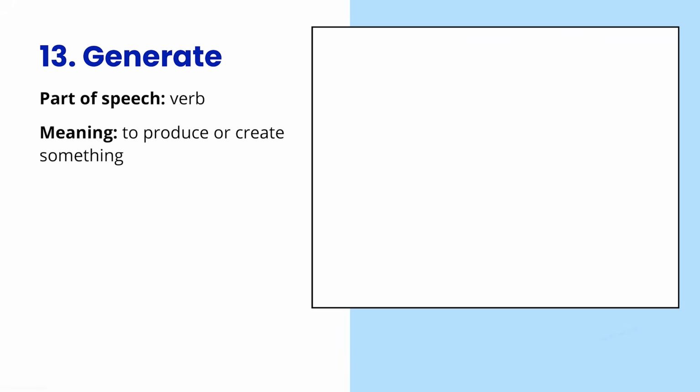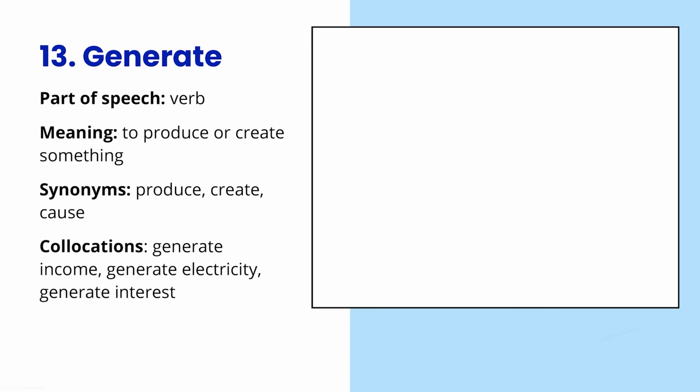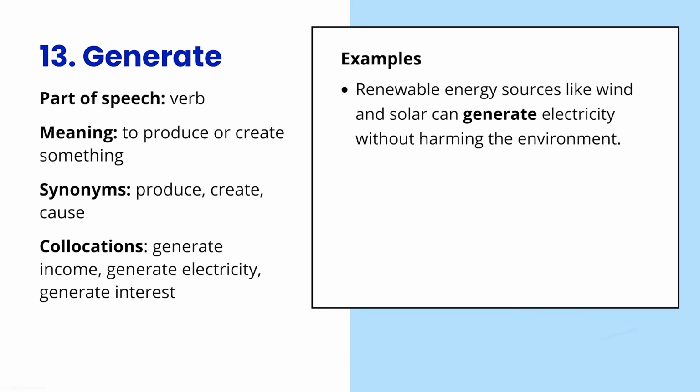Moving on to 13, which is generate. Generate is a verb, and it means to produce or to create something. Synonyms: produce, create, or cause. Collocations, generate income. So this means to produce income, to make money. Generate electricity, so to create electricity. Generate interest, same thing.